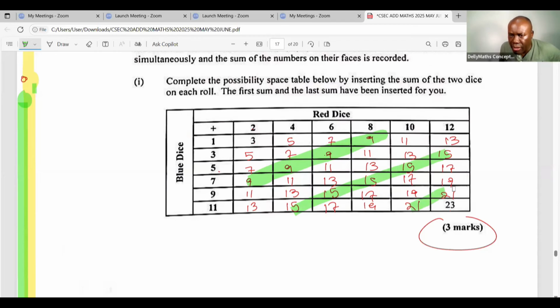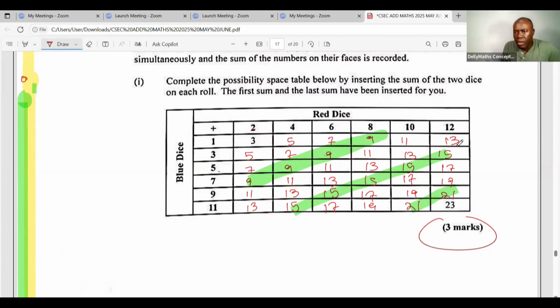21 is not prime either. 3 is prime, 5 is prime, 7 is prime, 11 is prime, 13 is prime, 17, 19. So basically out of 1, 2, 3, 4, 5, 6 and 1, 2, 3, 4, 5, 6, that's 36 possible outcomes. How many are we taking out of it?